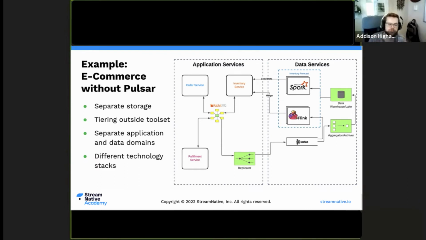Once again, these domains are quite different. They have different technology stacks, and the exchange of data is done through sort of heavyweight ETL processes or replication of data.